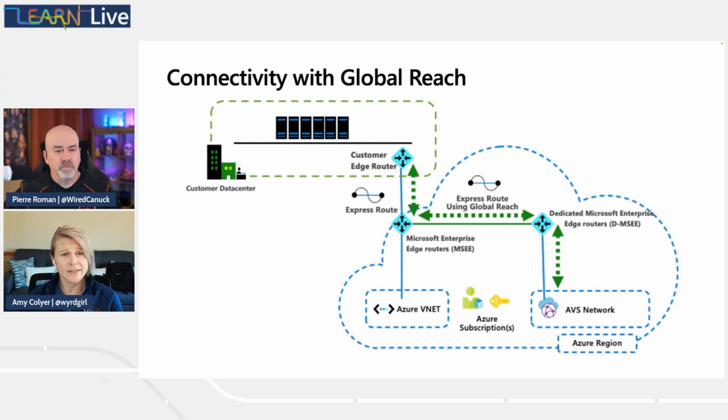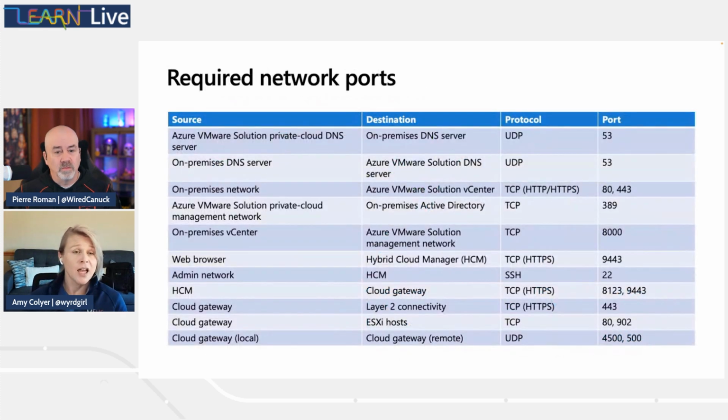You have the customer data center, the edge router using ExpressRoute right into Microsoft's edge router. So you're connected right into Microsoft, and you could use that backbone into Azure and into the services, into your AVS network. So it's pretty fast and secure.